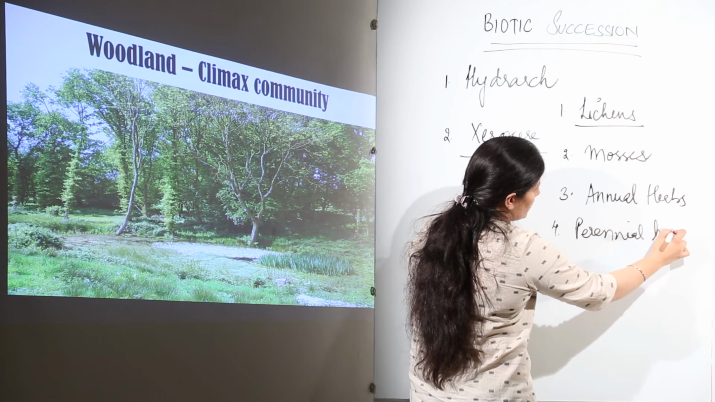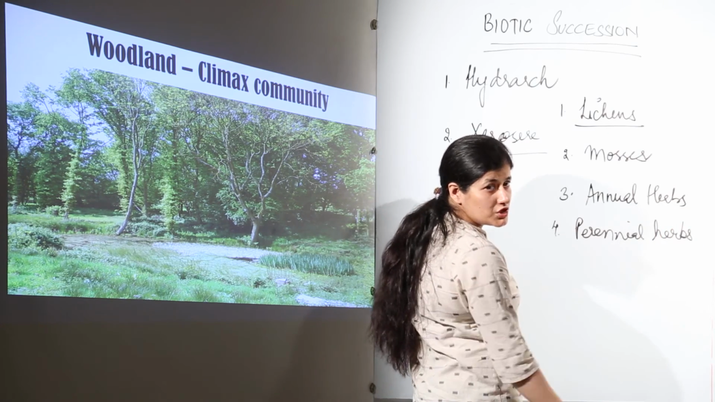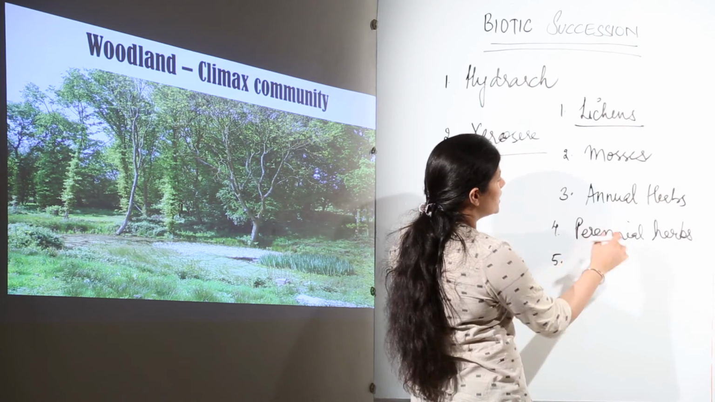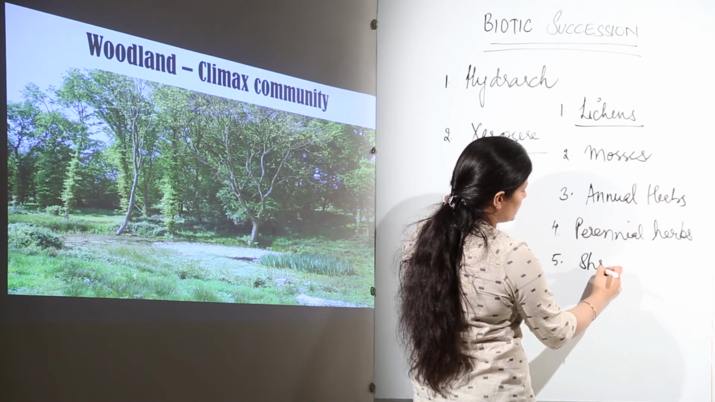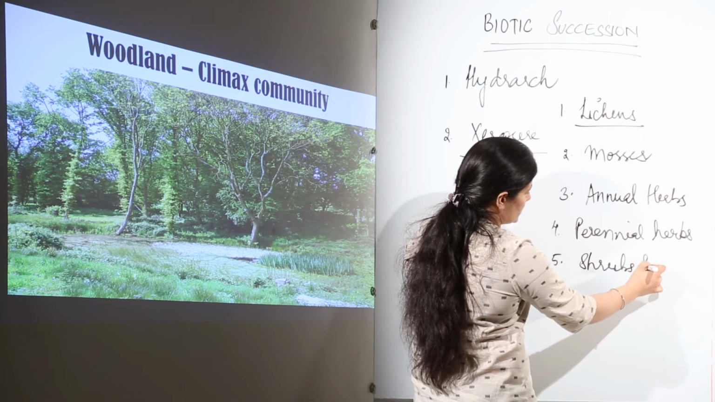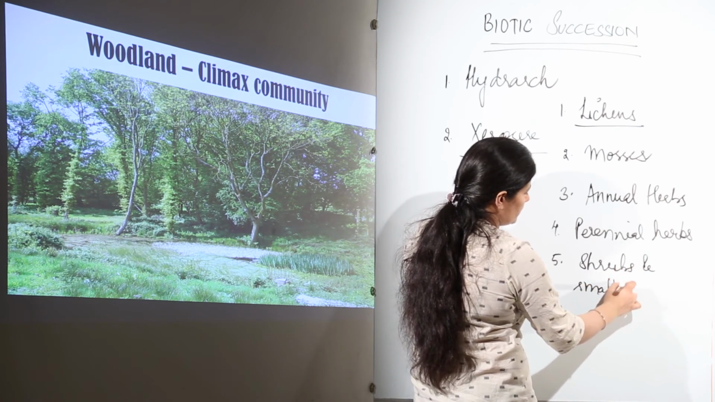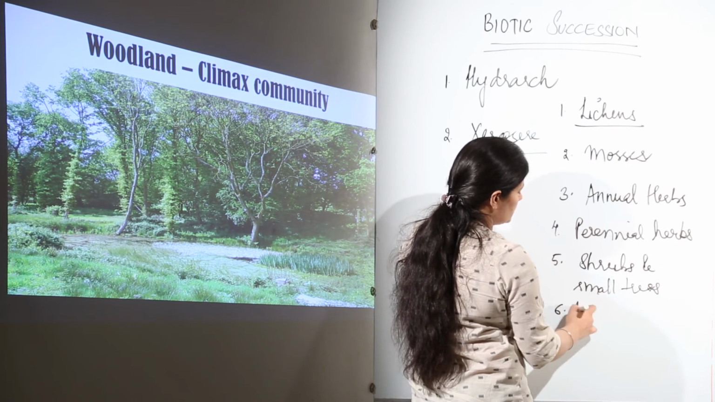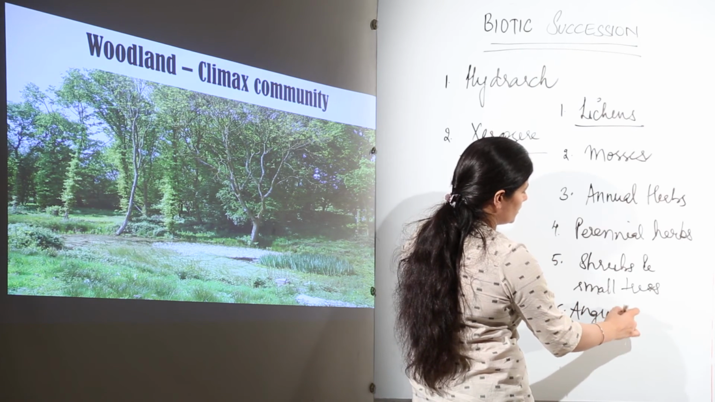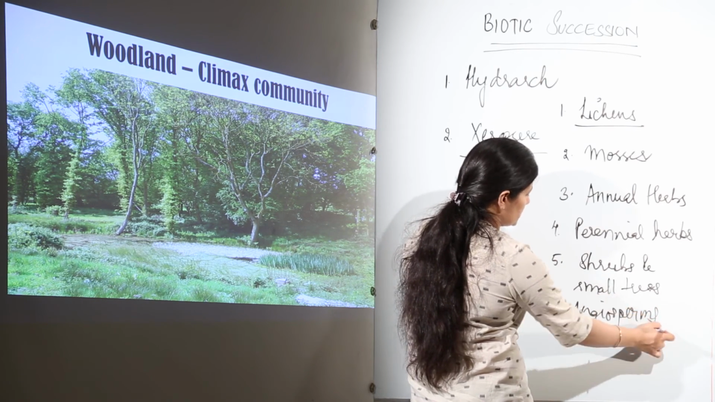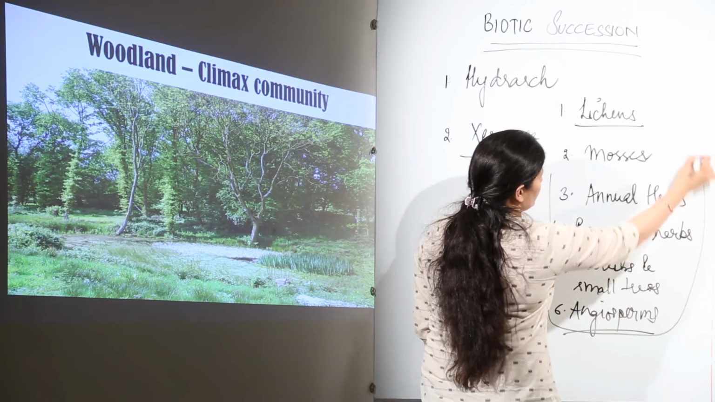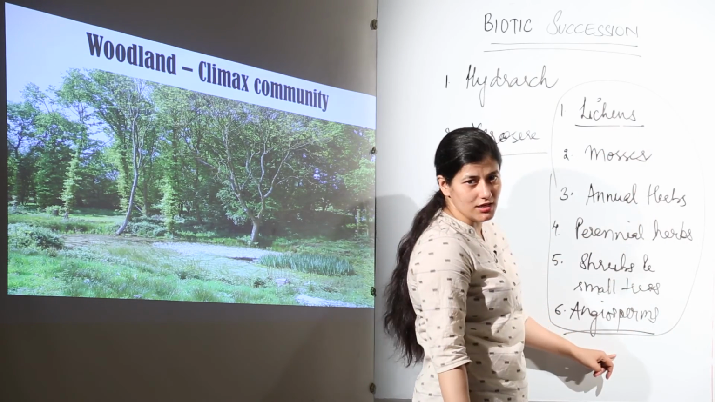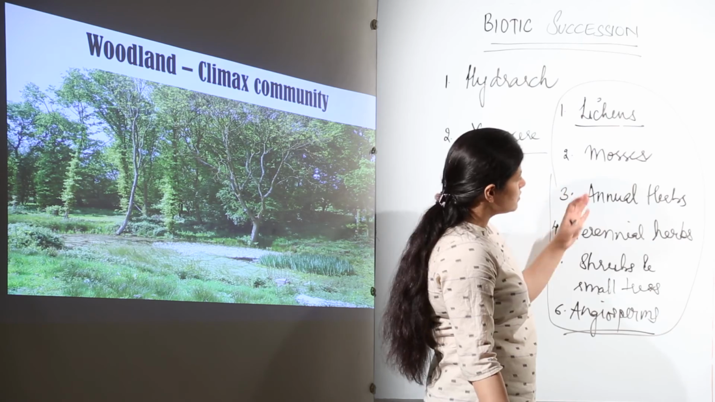So on a bare rock also you are going to find an increase in the number of species, in biomass, and in complexity, and the ecosystem is evolving. Perennial herbs will be followed by the stage where we have shrubs and small trees. And lastly, you are going to find the angiosperms, or the big trees, or the woodlands. So these are the stages of xerosere which are taking place. This is the pioneer community, this is the climax community. So this is all you have to remember.